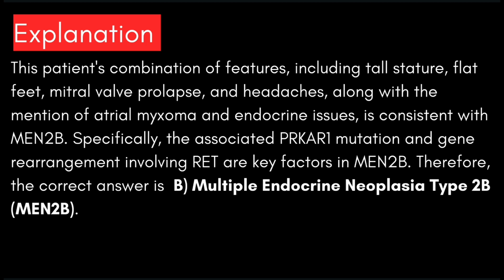The patient's combination of features including tall stature, flat feet, mitral valve prolapse, and headaches along with the mention of atrial myxoma and endocrine issues is consistent with MEN2B, specifically the associated PRKAR1 mutation and gene rearrangement involving RET, key factors in MEN2B. Therefore, the correct answer is multiple endocrine neoplasia type 2B, MEN2B.